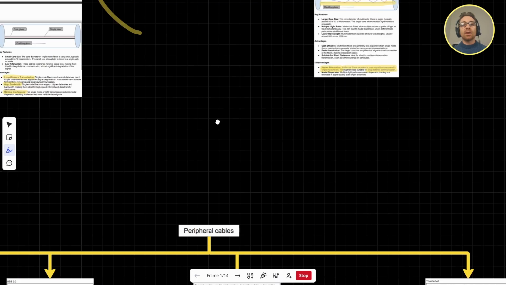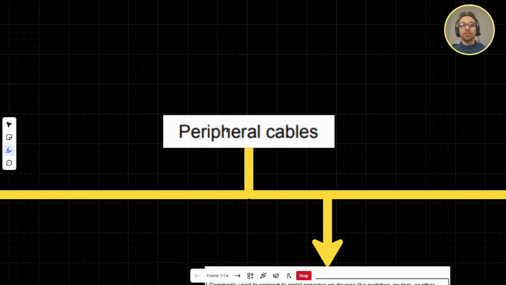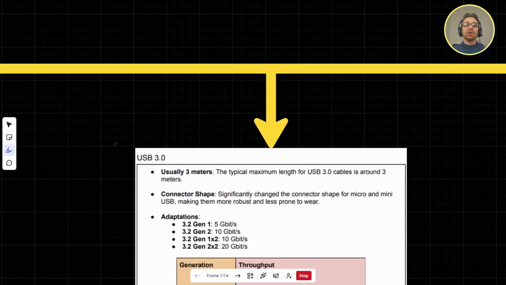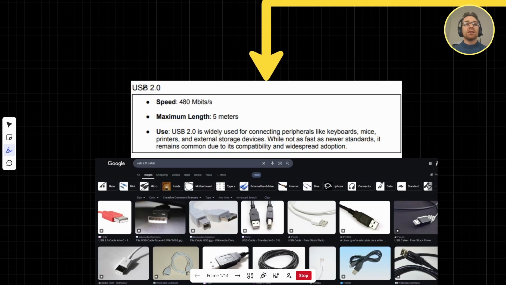All right, now we're going to move on to peripheral cables. Am I saying that right? Peripheral cables. Yes, I am. There's 4, I think, that we need to know about specifically that your exam lays out. Now, here's where we come to some of the easier stuff.